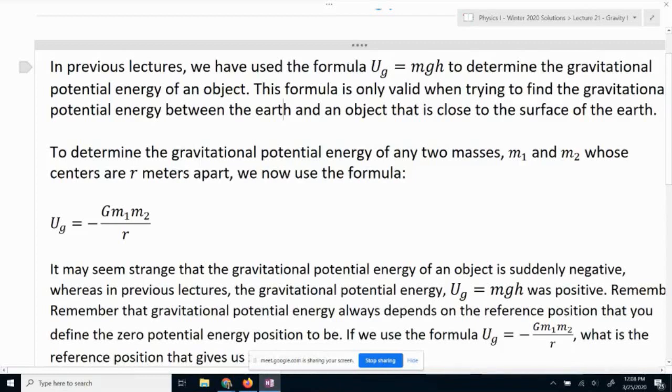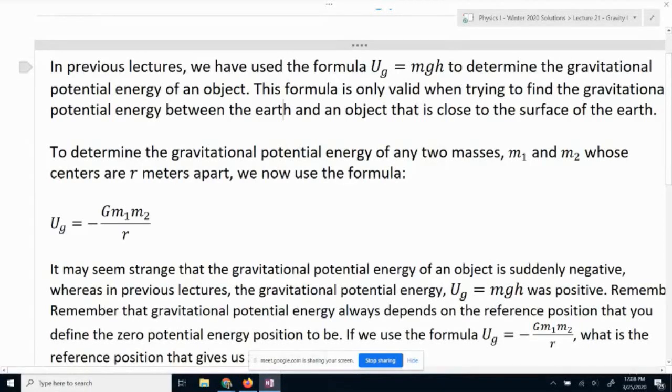But if we were talking about a meteor that's going to shoot out and crash onto the Earth, at one instance it was thousands of kilometers away, and then at the end of the story, it's now crashed into the Earth. What is its velocity? When we're using conservation of energy in a situation like that, the object is not close to the surface of the Earth for the entirety of the whole problem. So we have to use this formula for UG.